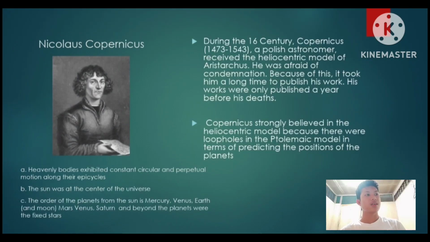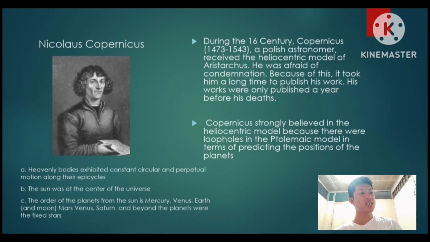Nicolaus Copernicus. During the 16th century, Copernicus, a Polish astronomer, revived the heliocentric model of Aristarchus. He was afraid of condemnation because of this. It took him a long time to publish his work. His work was only published a year before his death. Copernicus strongly believed in the heliocentric model because there were loopholes in the Ptolemaic model in terms of predicting the position of the planets.